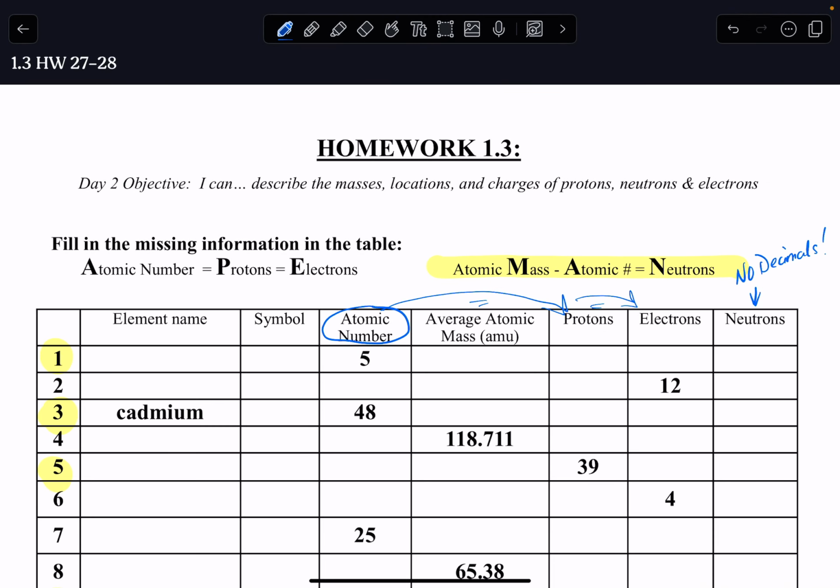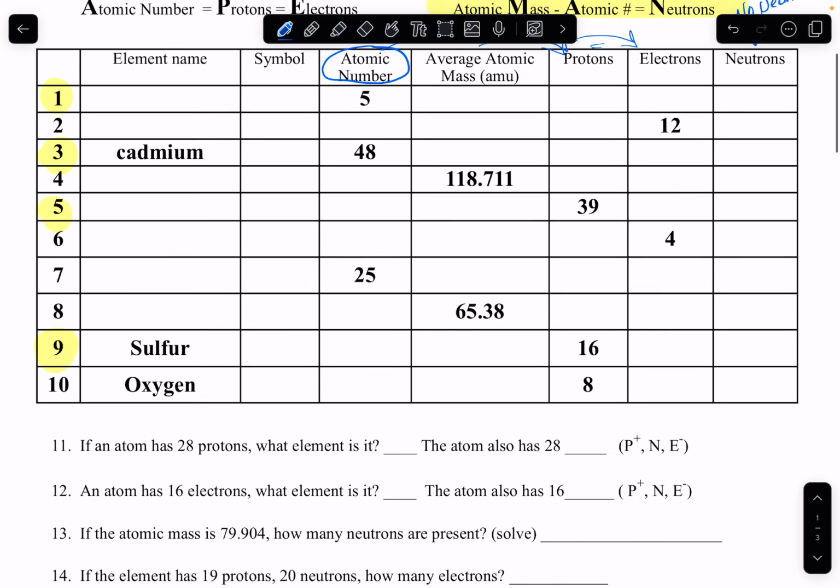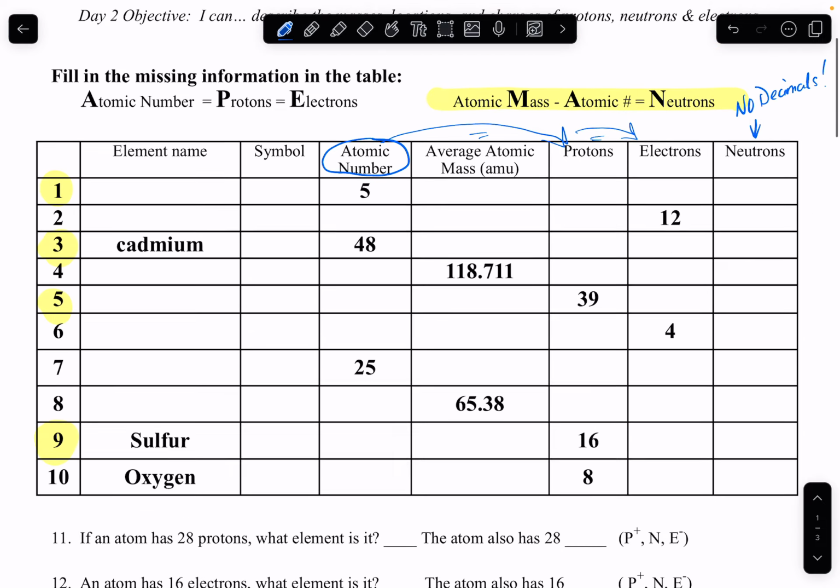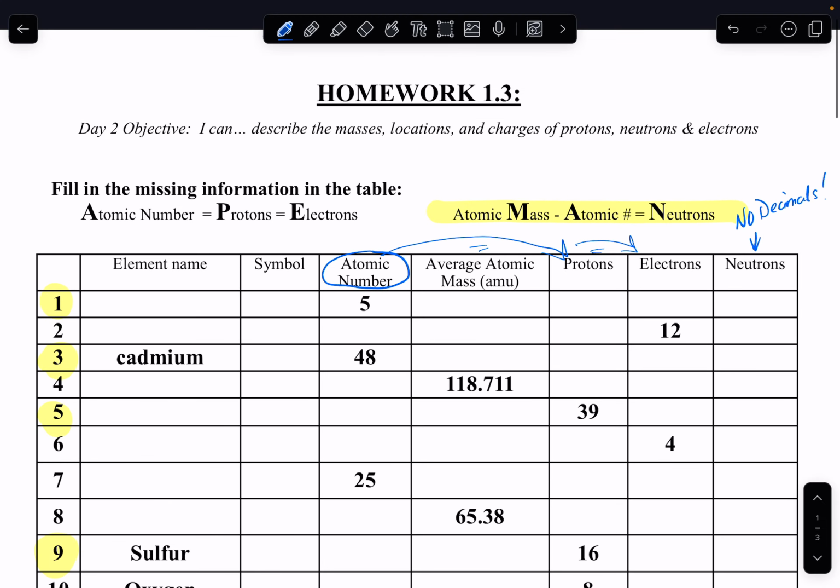All right, welcome back. We're going to do the Unit 1, Day 3 homework. We're going to start with page 27 in your booklets, and we're going to fill out this chart. Remember, you're given parts of it, and you're supposed to fill out the rest.